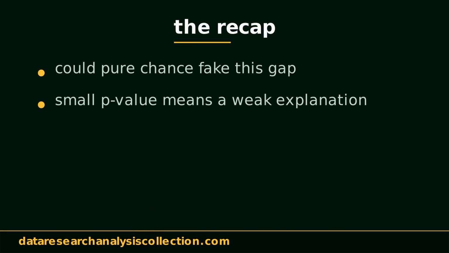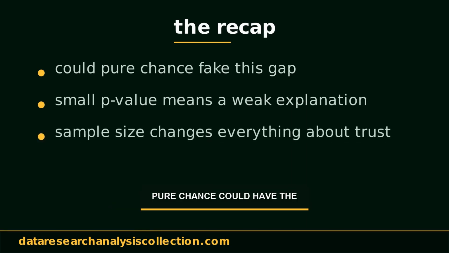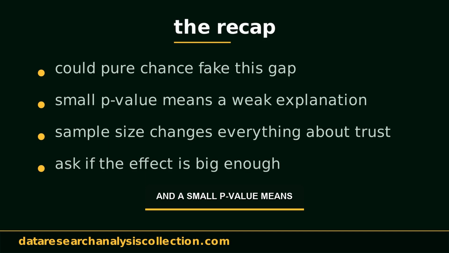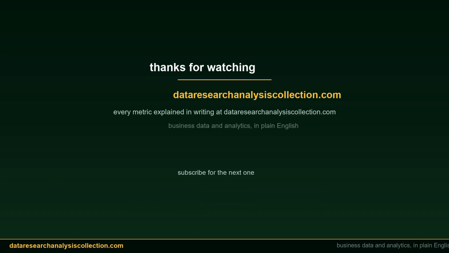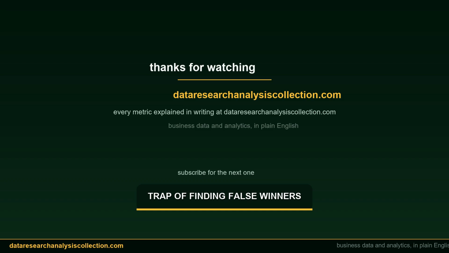So to recap, statistical significance asks how easily pure chance could have faked the difference you are seeing. And a small p-value means chance is a weak explanation. Sample size drives all of it, so small tests deserve deep suspicion. Always ask the second question too, whether the effect is big enough to matter, and stay alert to the trap of finding false winners when you test or slice many things.